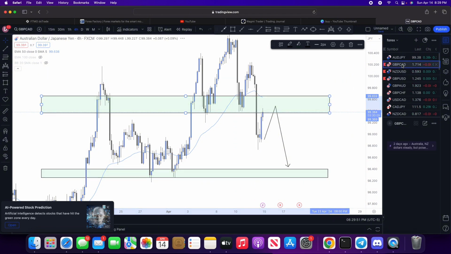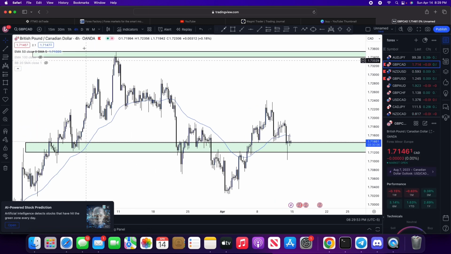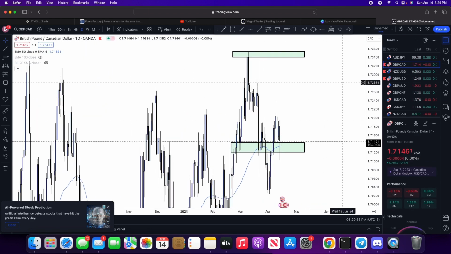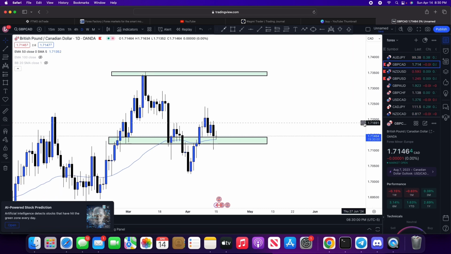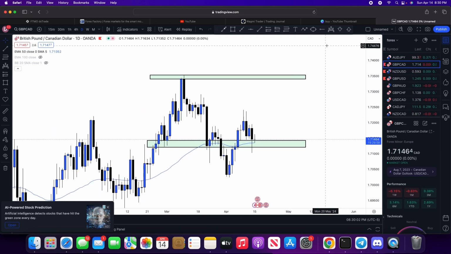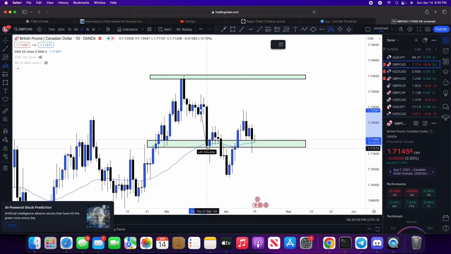So let's go to GBP CAD and let's go to the daily. Now on the daily, this is also a head and shoulders formation. The only difference is this is inverted. We have that left shoulder, head, and now we could possibly have this right shoulder forming. If we do have this right shoulder to form, then we could possibly see a very strong push to the upside.